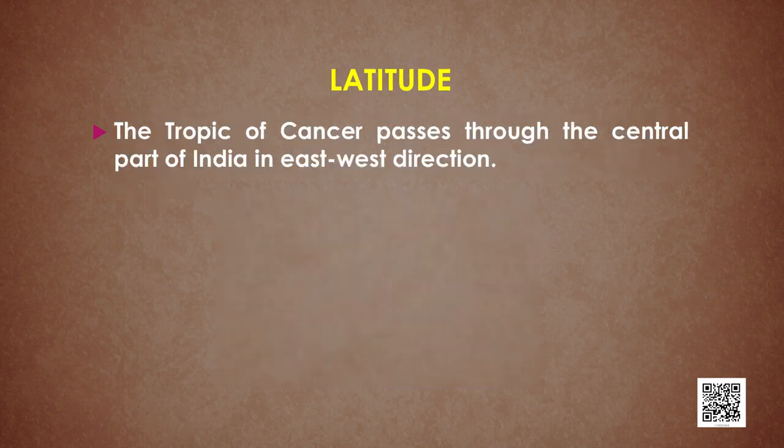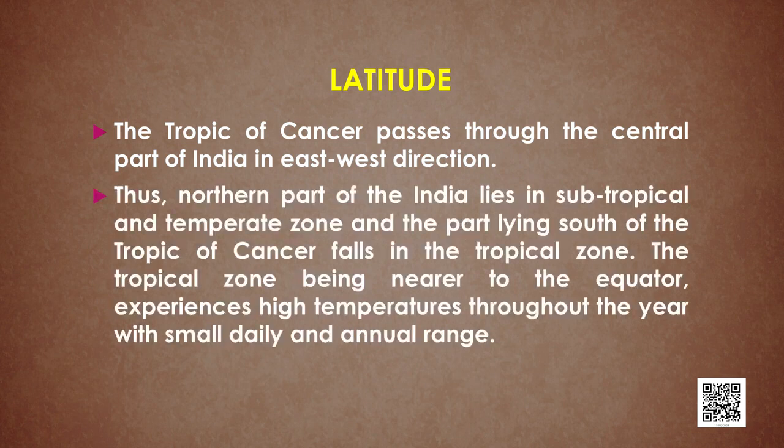Now you know, Tropic of Cancer passes from almost center of India. The regions to the north of the Tropic of Cancer experience tropical climate, which is also known as temperate zone. And the part lying to the south of Tropic of Cancer experiences very high temperatures throughout the year with very small daily and annual range. What is meant by range of temperature? A range means the difference between the highest and the lowest recorded for that particular day.